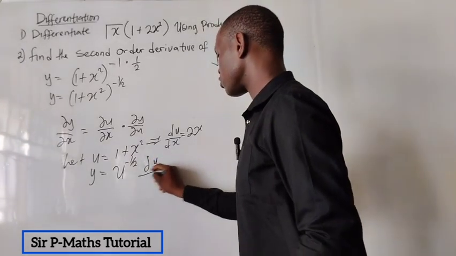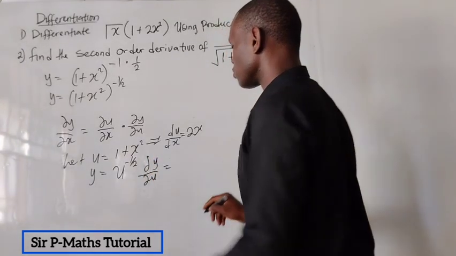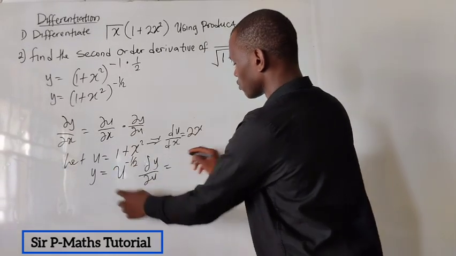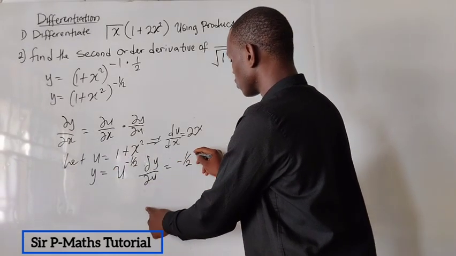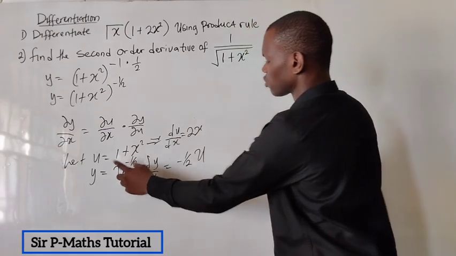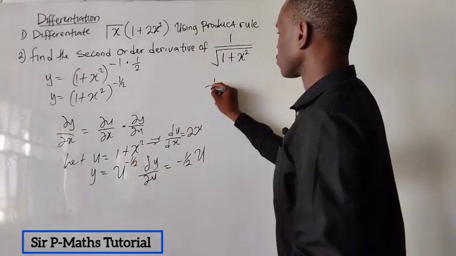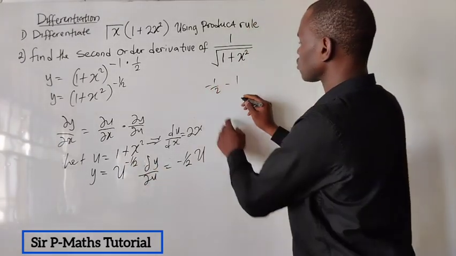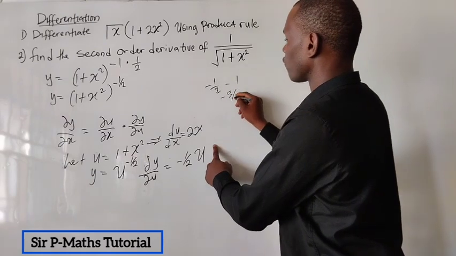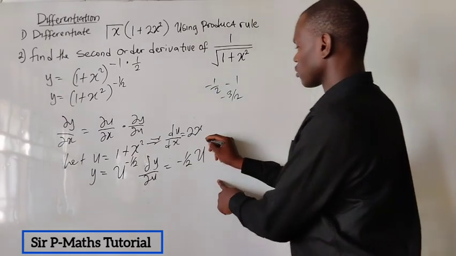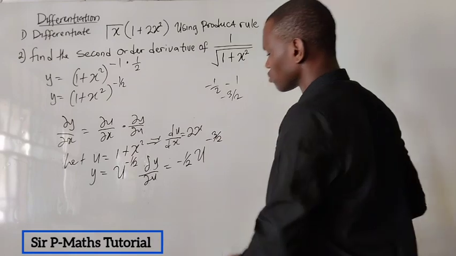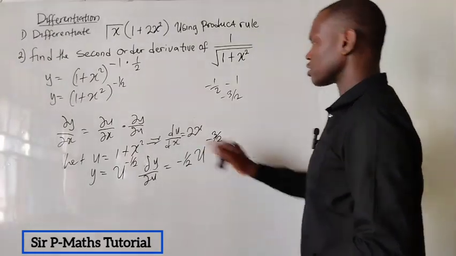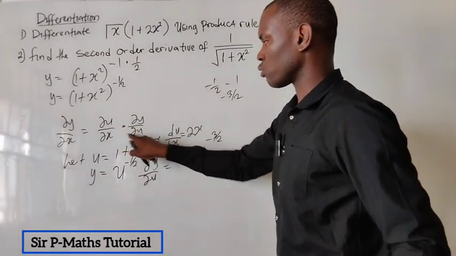Let's differentiate here. The dy with respect to u will give us, this minus half will come down, so I'll have minus 1 over 2 u. Minus half, we subtract 1. That is minus 1 over 2 minus 1. This should give us minus 3 over 2. We can perform it. So I'll have minus 3 over 2. Having differentiated, the rule says the both of them will multiply.